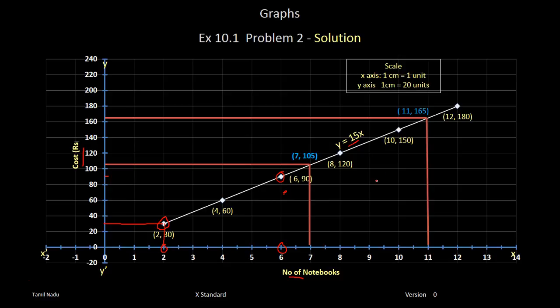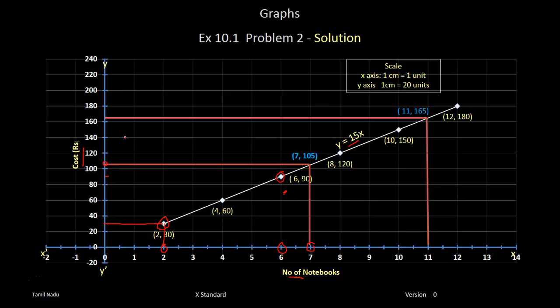What is next? We are asked to find the cost of 7 notebooks. Notebooks is represented on the x-axis, so this is the point. Go up, it will cut at one point, and from here draw a left horizontal line, and it will meet here, and this point is 105 rupees.